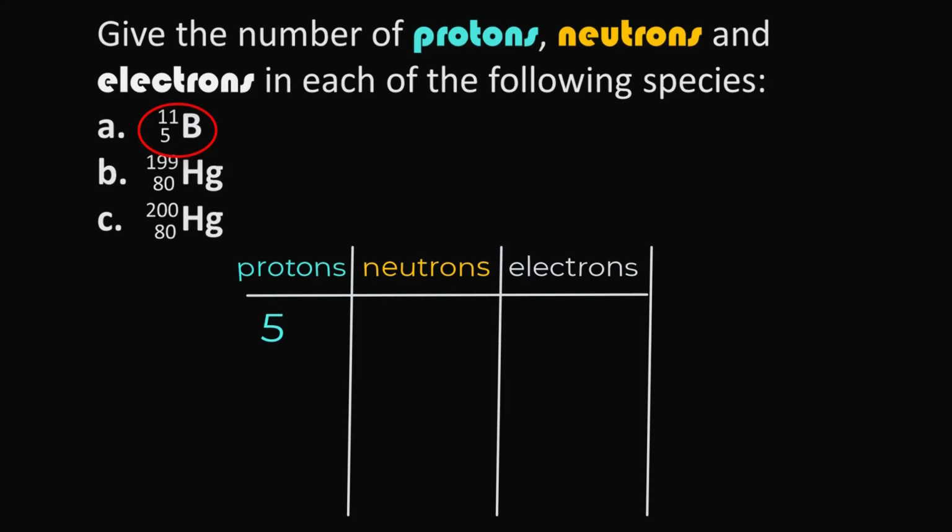Thus, our electrons here would also be 5. The mass number is the sum of protons and neutrons in the nucleus of the atom. As given, the mass number is 11. We know the atomic number, or number of protons, to be 5. To get the number of neutrons, we do simple arithmetic. This will give us 6.